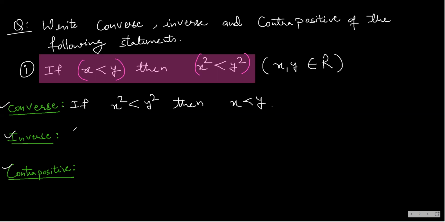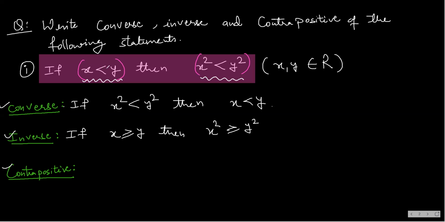Then we have inverse. In inverse, what you do? You will write negation of P. You will write if negation of this, then negation of this. So the negation of x less than y. So here I will write if x is greater than or equal to y, then x square is greater than or equal to y square.